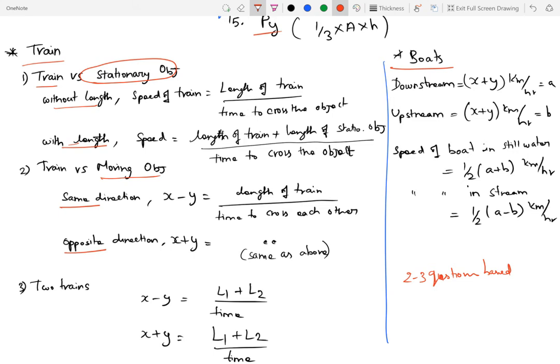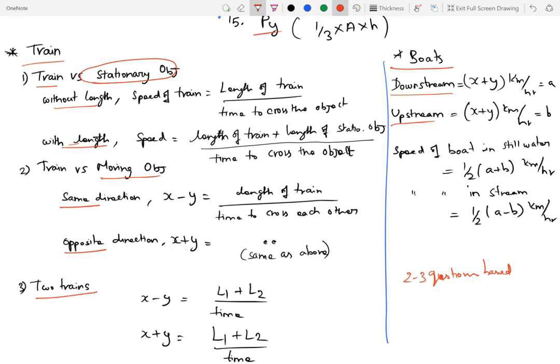So this one is without length. When the moving object has some length, then it will be 2 trains. Consider like that. X minus y is equal to L1 plus L2, nothing but length of the train 1 plus length of the train 2, by time taken by each of them to cross each other. Okay, x plus y is equal to L1 plus L2 by time. X and y are nothing but the speeds of the respective trains 1 and 2. Similarly, for the boats, we use the terms upstream and downstream.